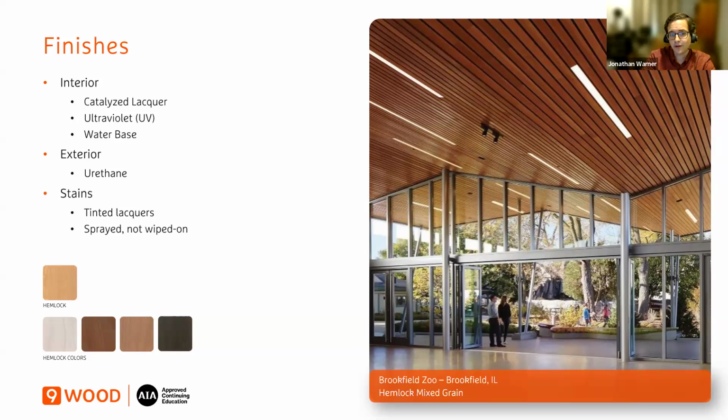Exterior, oftentimes it's a urethane finish. And if you ever have an application like the one in the photo at the Brookfield Zoo, make sure you get samples of both. The sheens can vary from an exterior coating to an interior, so make sure you get a good enough match in that particular situation.